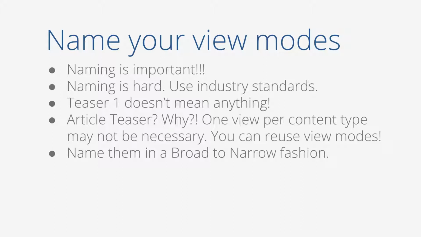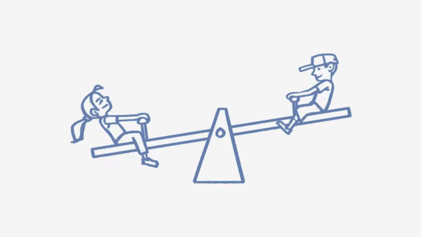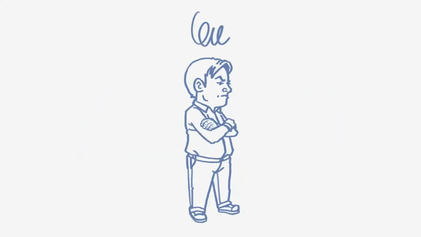Name them in a broad to narrow fashion, like we're looking at. We're going to look at more narrow in a second. And then you want to really reduce unnecessary view modes to reduce clutter, because the minute you have more and more out there, you're going to say, I can't tell what's going on. It's just going to be better for your life, because you want to maintain balance and prevent this.